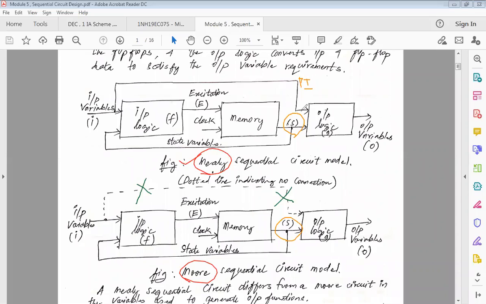So one thing that you should understand: your Mealy has two variables here, which are present input and state, and your Moore has just the output of memory. So Mealy 2, Moore 1. And the kind of representations, yes, we are all very much aware.